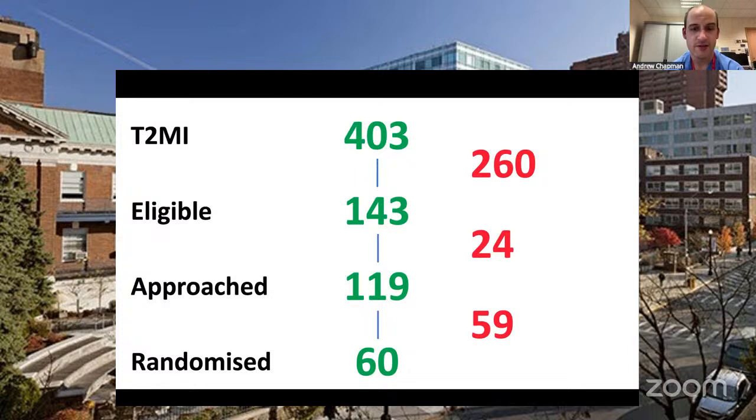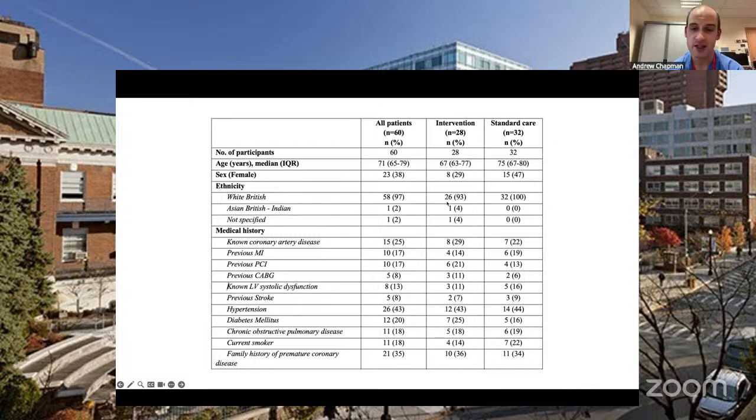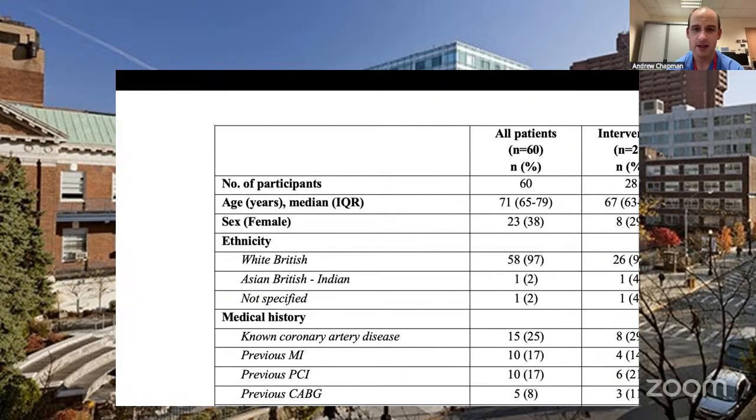So we had 143 eligible patients from 400 with type 2 MI. We approached 120 and we successfully randomized 50% of them. So a significant investment to translate 400 patients to 60 patients. We had a recruitment rate across sites of 5 patients per month, which is roughly what we anticipated, which was encouraging.